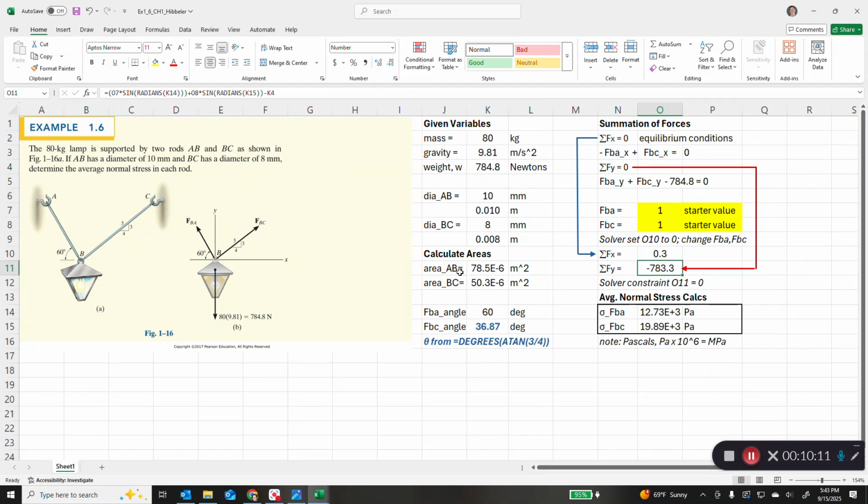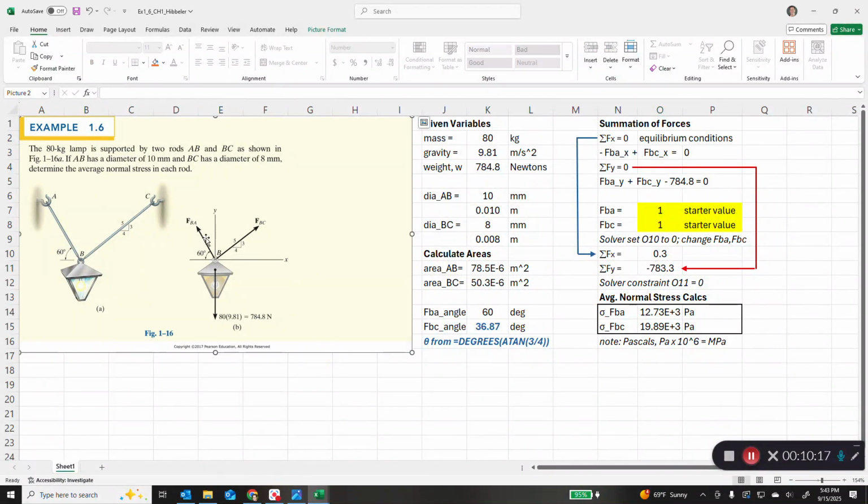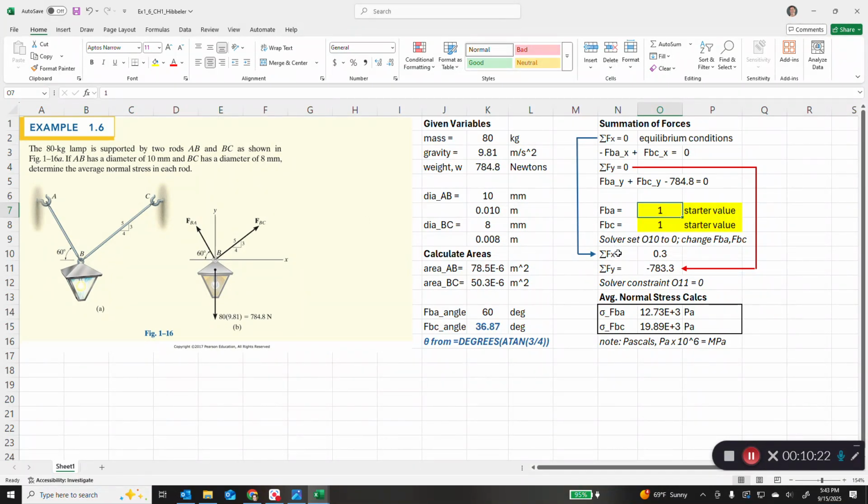And then the sum of the forces in the y direction, you'll have this formula. And this formula just simply says, okay, F_BA, whatever it is here, it's 1 times the sine of 60, and then plus F_BC, whatever it is, here it's 1 times the sine of 36.87, or the cosine of 53.13. And then minus 784.8. Well, that ends up being a non-zero number as well. So it should be 0 because we've already previously shown due to equilibrium conditions. So I drew in these arrows for a little color coding here.